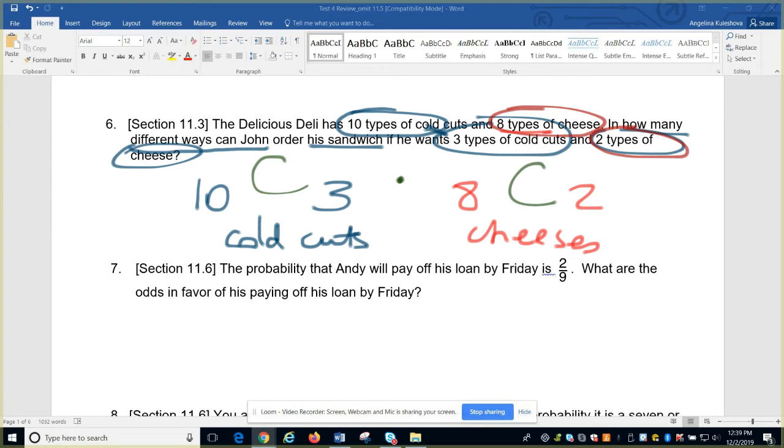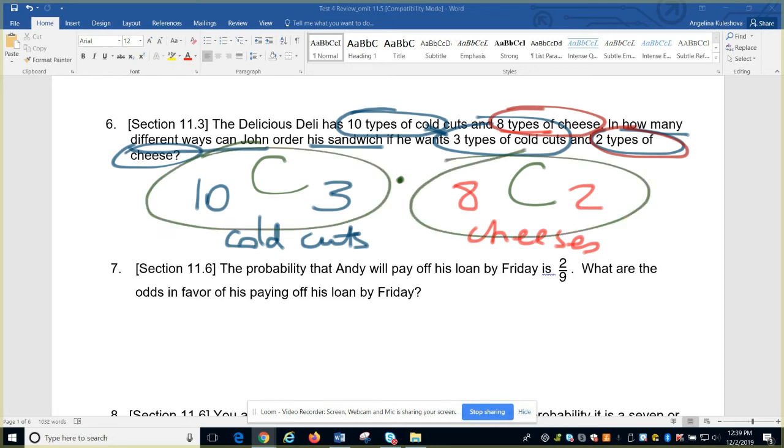Okay, so at this point, obviously the easiest thing to do would be to put this into your calculator and then this into your calculator. So if I put in the cold cut counts, I'll get 120. The cheeses, I get 28. Multiply those 2 together, I get 3,360.